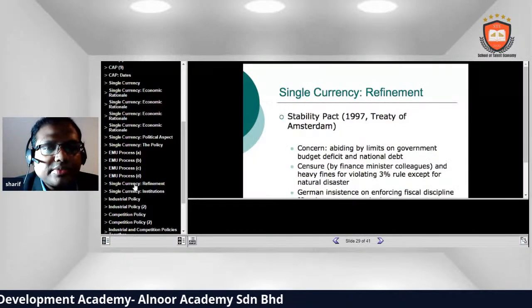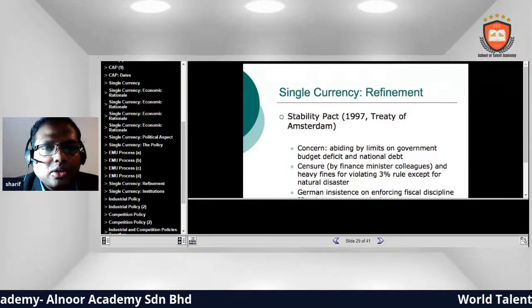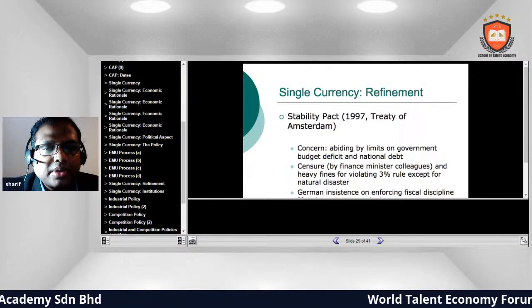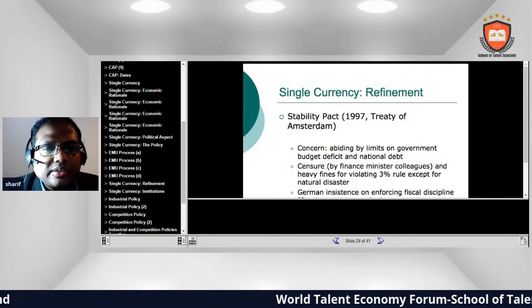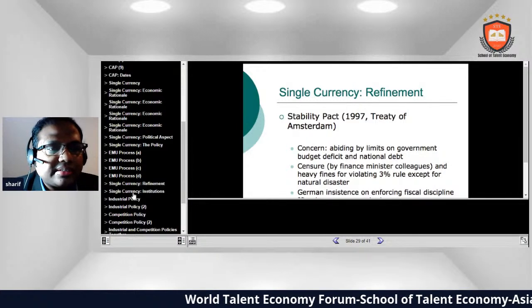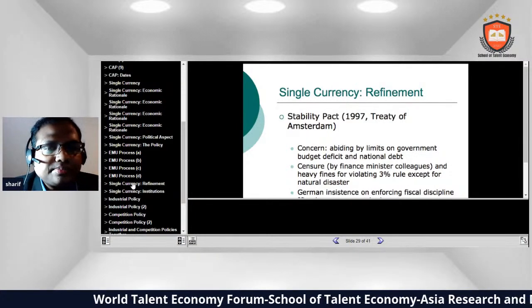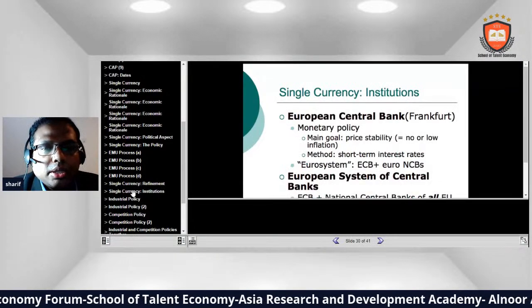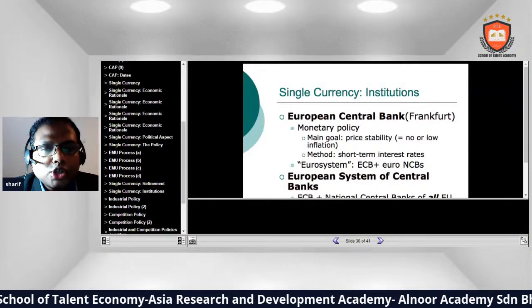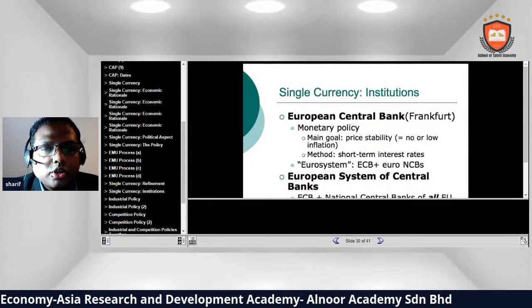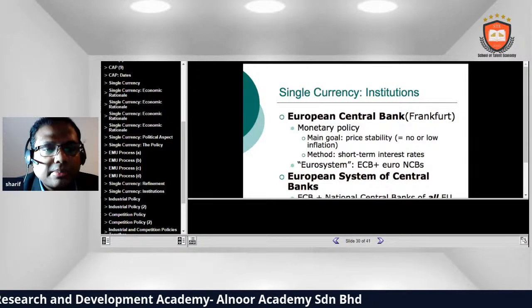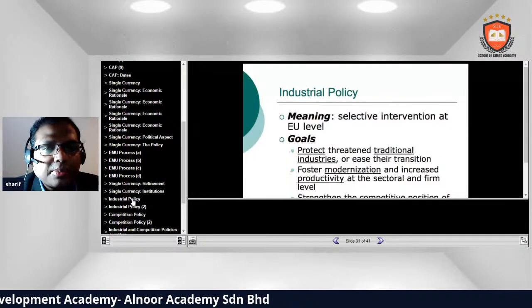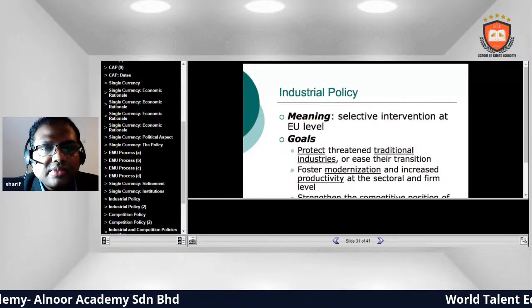Single currency: stability, abiding by limits on the government budget deficit and national debt, with Germany insisting on enforcing fiscal discipline. Main goal: price stability. Method: short term, the European System of Central Banks, ECB, and so on. Industrial policy: selective intervention at the EU level.